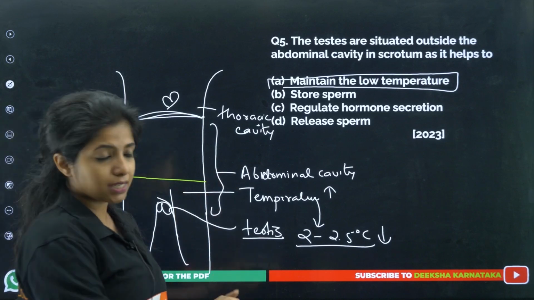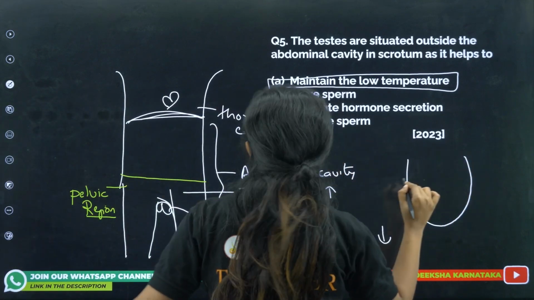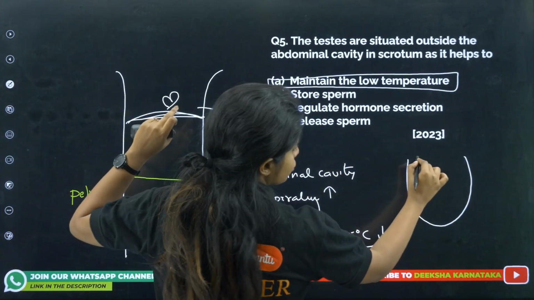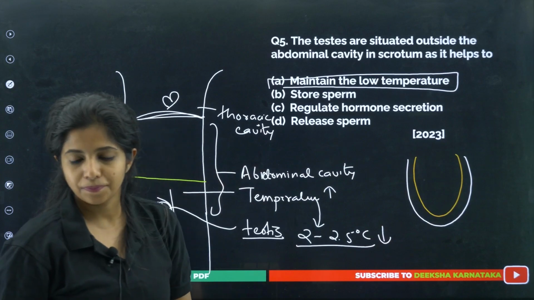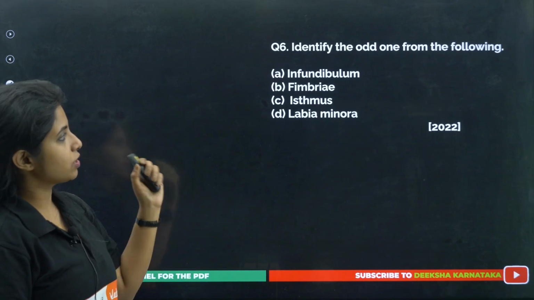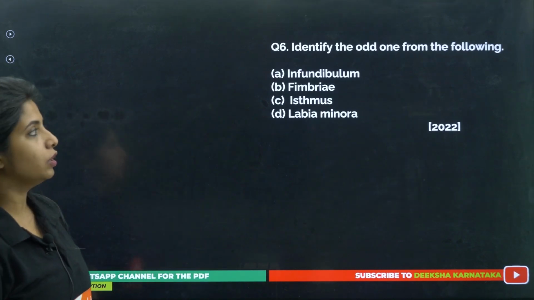To hold testes like that, we have a sac-like structure which is known as scrotum. Inside that the testis lies. Works? Next question. Identify the odd one from the following.